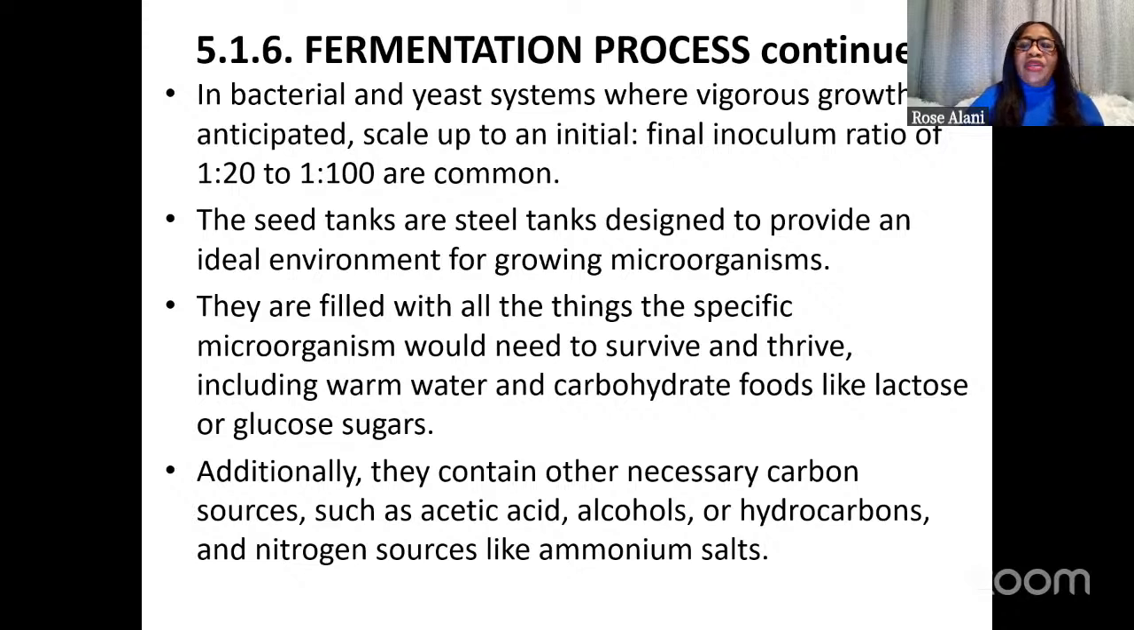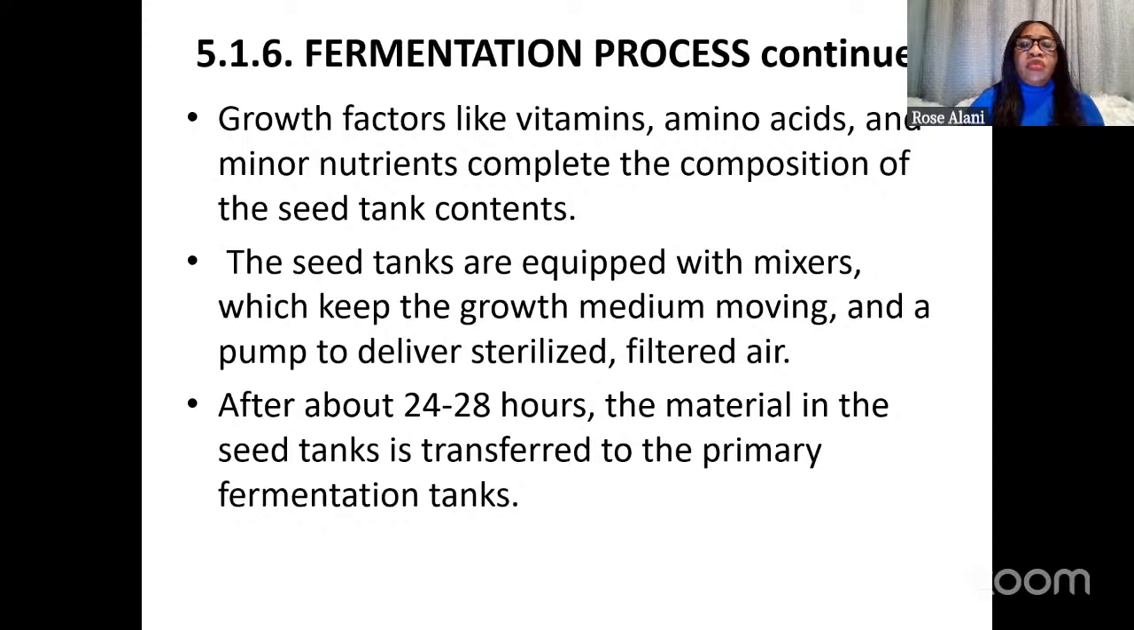Then you add necessary carbon source like acetic acid, alcohol, hydrocarbons, and nitrogen source like ammonium salt. You add all those in the seed tank. Give it the best condition for it to grow. So vitamins, amino acids, and minor nutrients can also be added to the seed tank. And then the seed tank is equipped with mixers where you have to mix the medium very well.